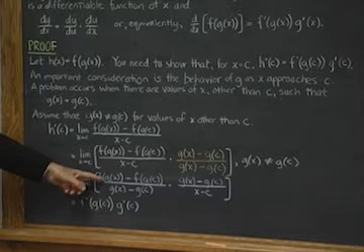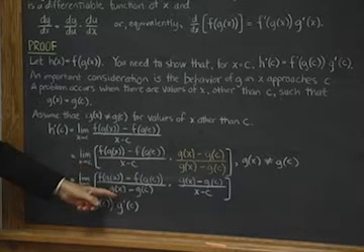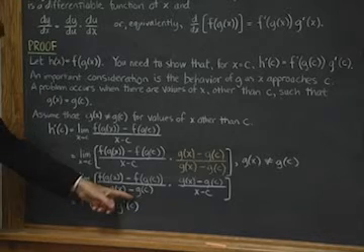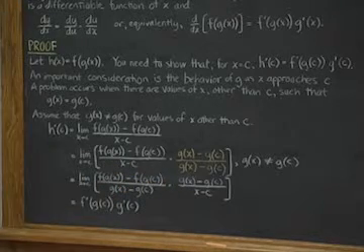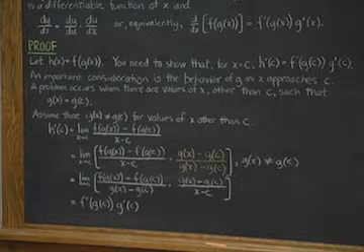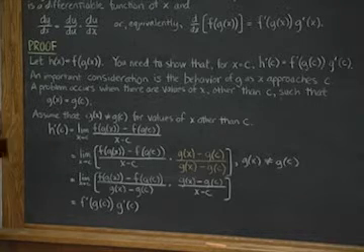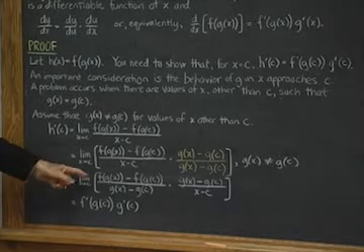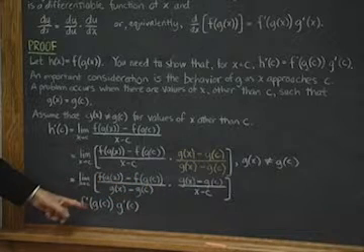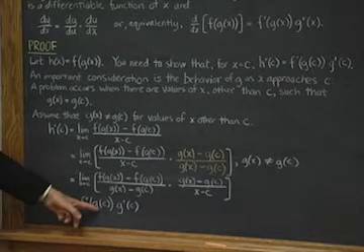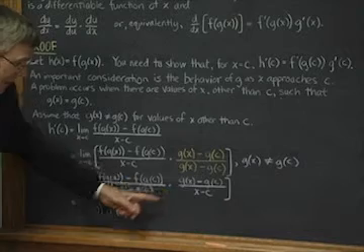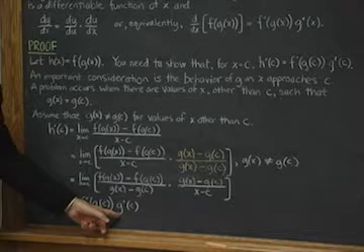So the first term is f of g of x minus f of g of c divided by g of x minus g of c, and then we have the second term there. And it's the limit of that product. Well, that's the product of the limits. What's the limit of this first piece? That's nothing more than f prime of g of c. What's the limit of this second piece? Oh, that's g prime of c.